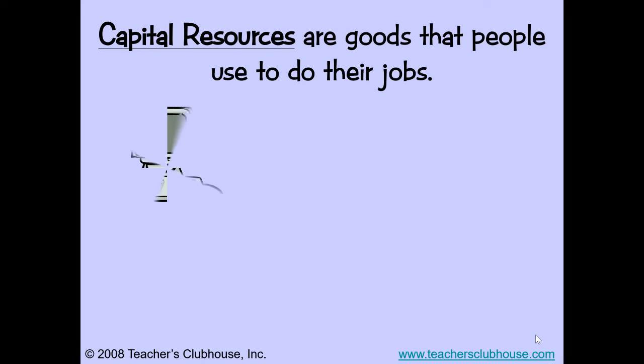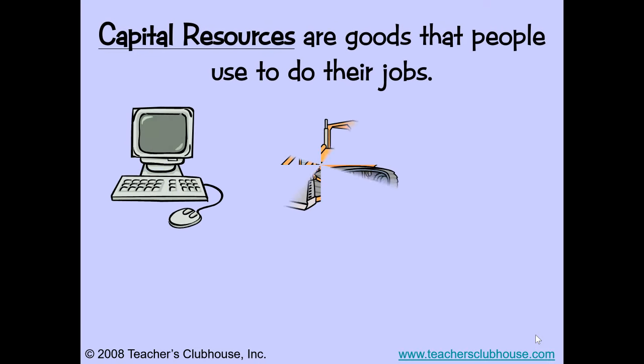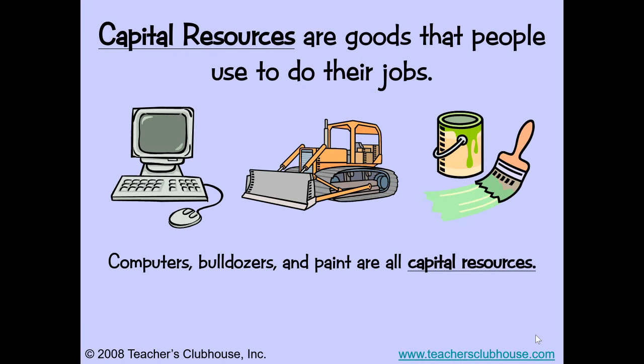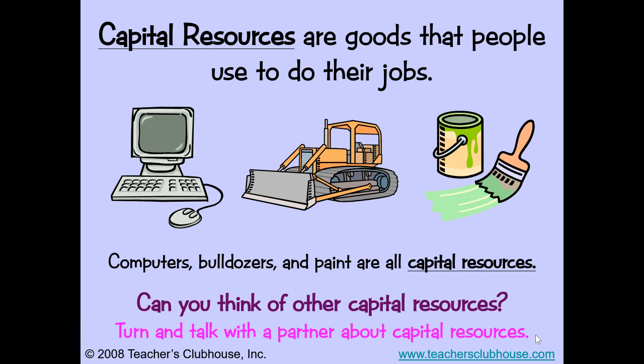Capital resources are goods that people use to do their jobs. Computers, bulldozers, and paint are all capital resources. These are goods or things that people have made that people can use to do their jobs. Can you think of other capital resources? Pause the video and see if you can come up with a few more.